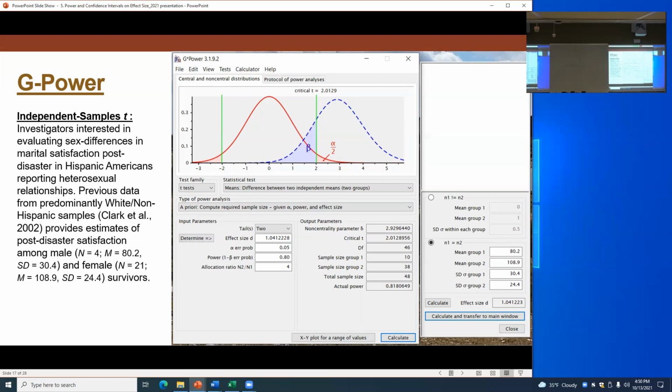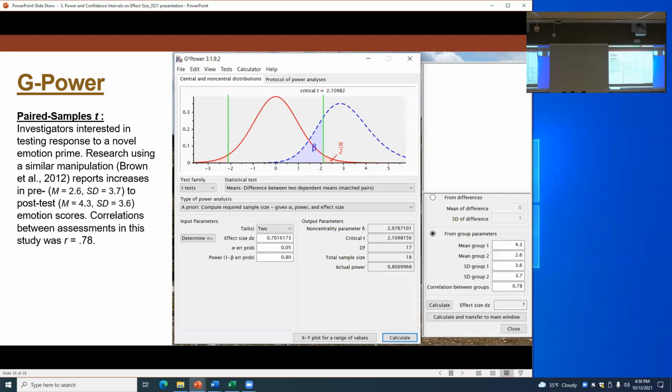And if I go through and calculate that, now it's saying that what I need is 38 people in one group and 48 people in the other in order to reach an effect size of 0.81. You'll see how we're just playing around with these fields and going through and getting things entered up.